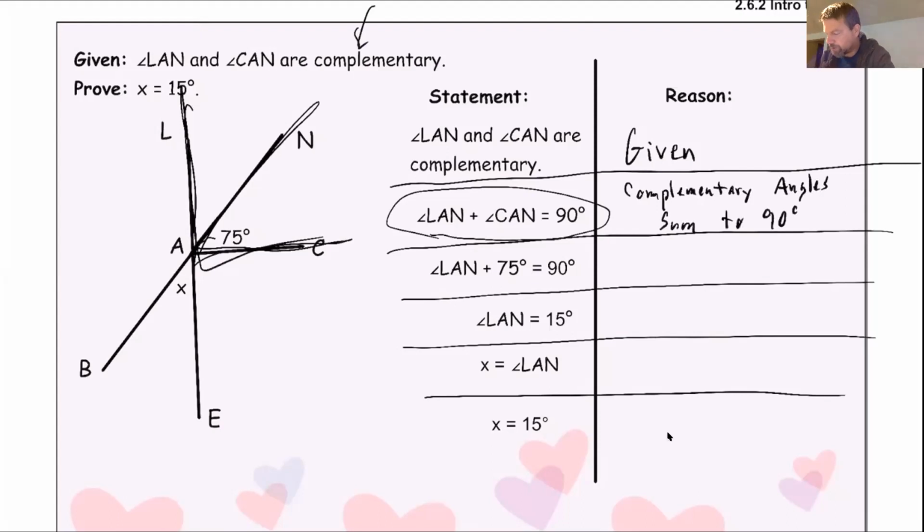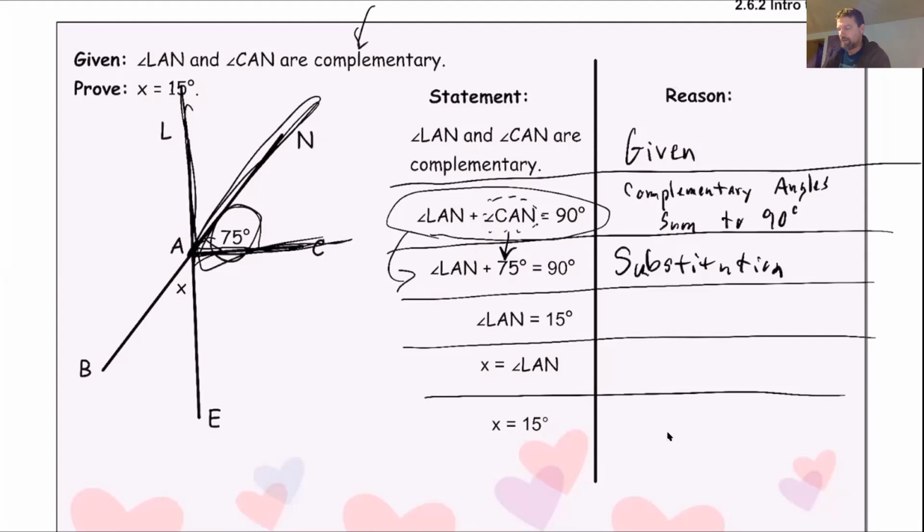All right, well, if those equal 90, let's see what's different between those two things. First, I wrote angle LAN plus angle CAN equals 90. Now I wrote angle LAN plus 75 degrees equals 90. I changed this angle CAN to 75 because that's what angle CAN was. Fancy name for that: substitution. I substituted that 75 in for the angle CAN because I knew angle CAN was 75.